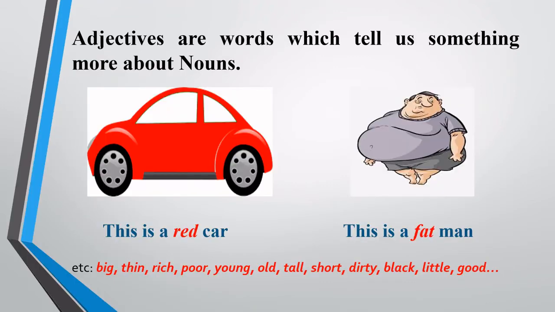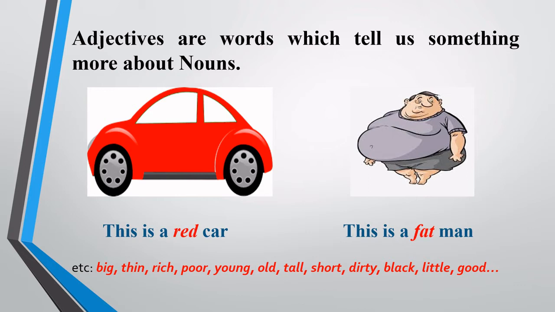Adjectives. Adjectives are words which tell us something more about nouns. This is a red car. This is a fat man. Red and fat are adjectives which describe more about the two nouns, car and man.